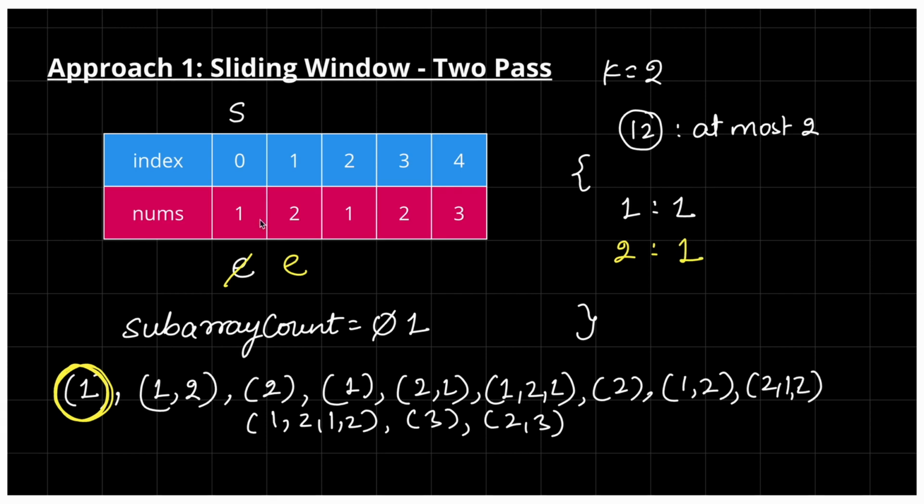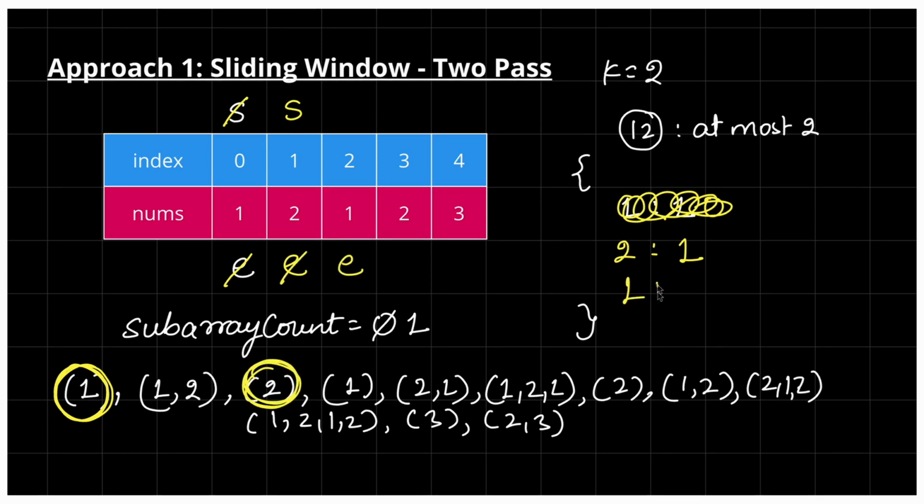So what will happen? I will have to shrink my window. This s will go out of the window, and this will be removed from my hash map. Your s will come over here, and how many different subarrays can I form with this? Only 1, right? So this is nothing but this one. Great. Now let's move forward.